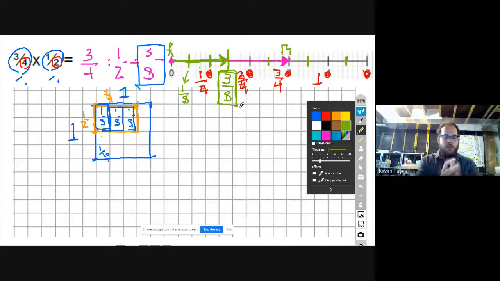I think we're going to leave it at this example. That is multiplying fractions. Good luck with your practice.